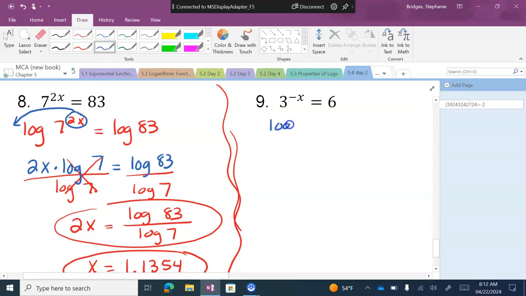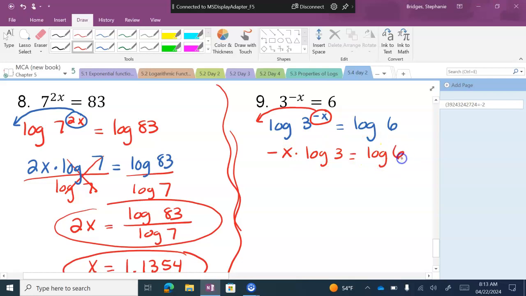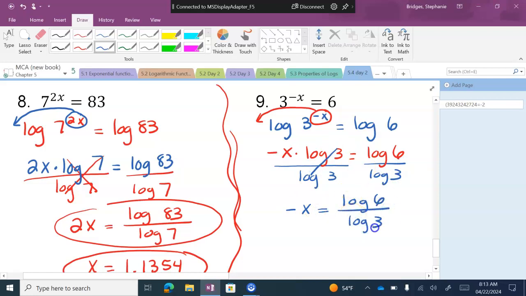So we're going to take the log of both sides. We're going to get that exponent away and move it to the front. We're going to get that negative x by itself by dividing by the log of 3. So my calculator ready is going to be negative x equals the log of 6 divided by the log of 3.